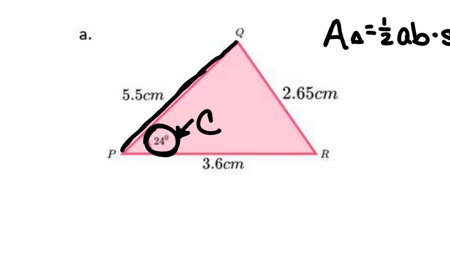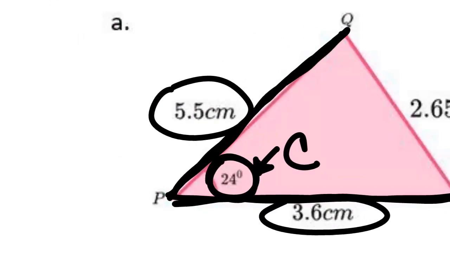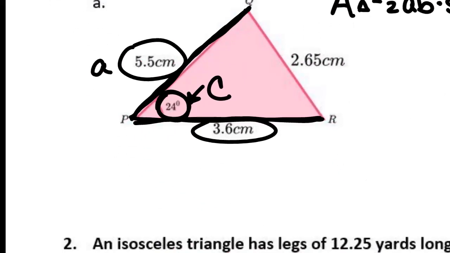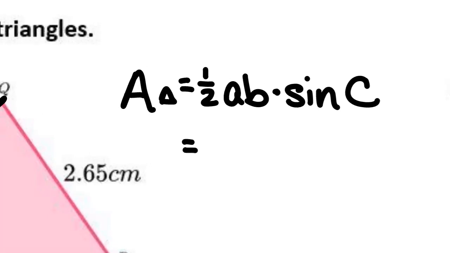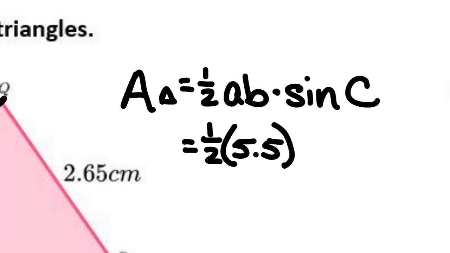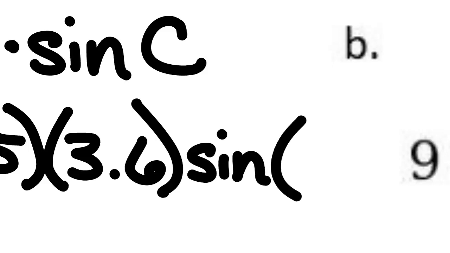Yep, PQ and PR. These are the 2 sides that we want to use. So we're going to call one of them A and one of them B. So now I'm going to substitute into my formula. So 1/2 times 5.5 times 3.6 times sine of 24 degrees.